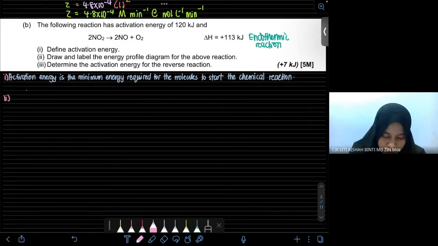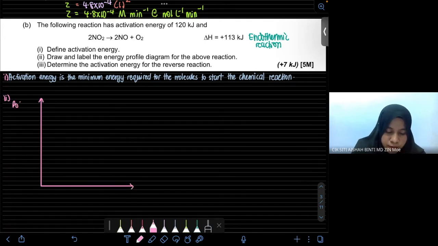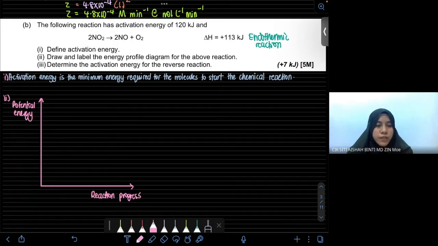So we draw our y-axis and our x-axis, and then we have to label them. The y-axis is your potential energy, and your x-axis is your reaction progress. Okay, so that's the first step. Next, we're going to do the shape.